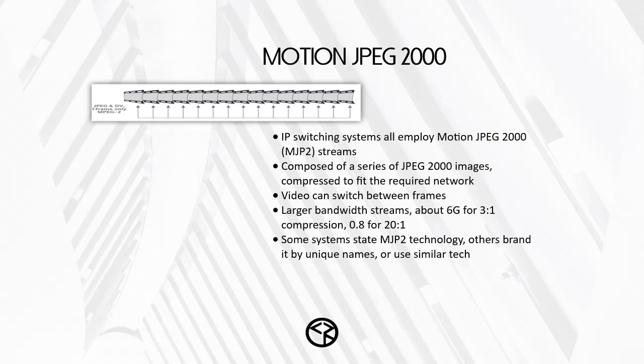Again, in the marketplace, you have some that just call it Motion JPEG 2000. Others will brand it more, such as Pure3 with Extron and Pixel Perfect in Crestron, and other companies are also using Motion JPEG 2000, but they don't call it such. But if you look at the compression rates and how it works, it's going to be Motion JPEG in the background.